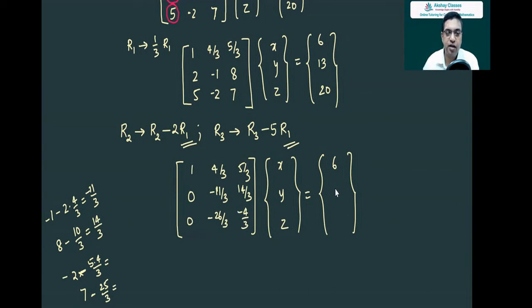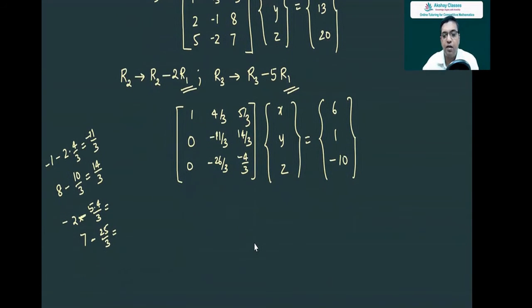Now the second row here transforms to 13 minus 2 R1. 13 minus 12, you will get 1. And then 20 minus 5 R1. So 20 minus 5 into 6, 30. So minus 10. Okay. So one more step to do. Just one more step.